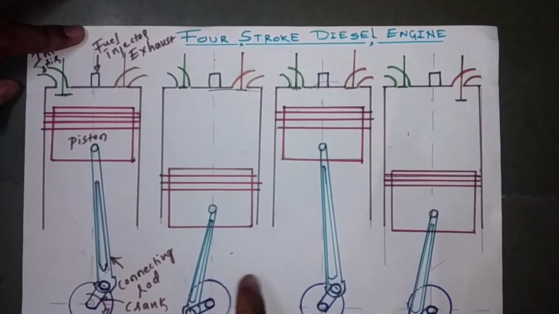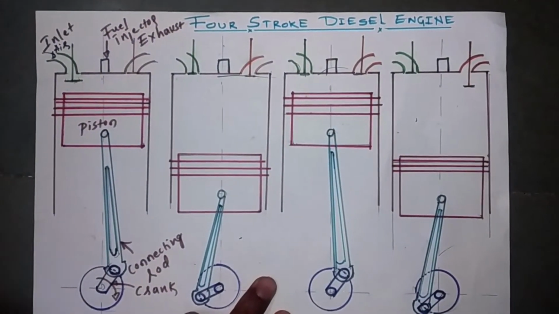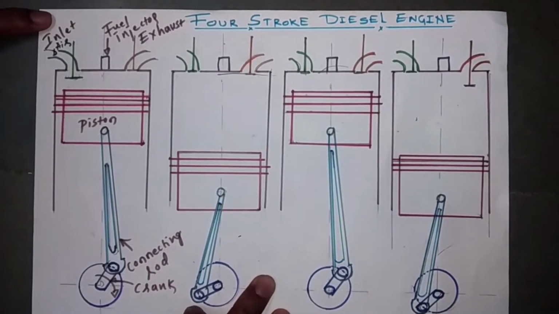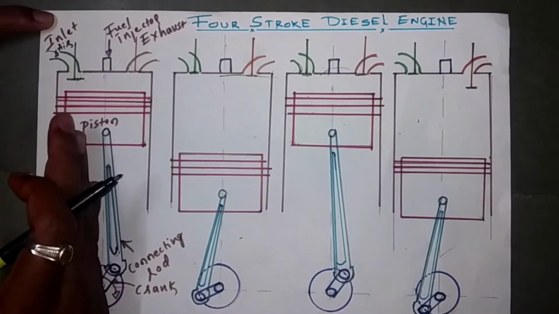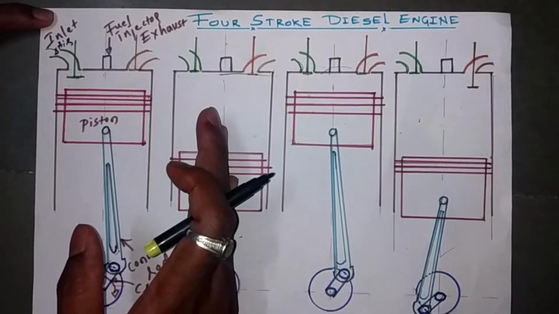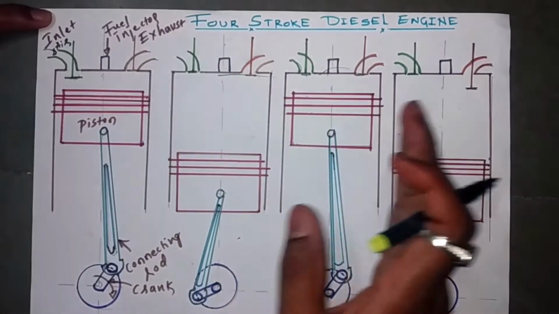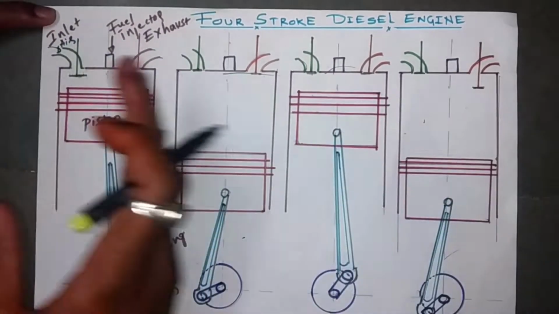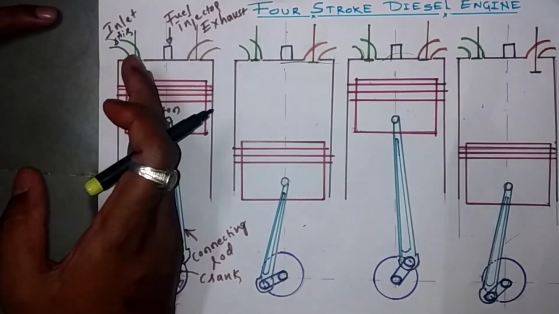So let us start with the first stroke in the 4-stroke diesel engine. Here also 4 strokes are going to happen. The first one is the suction stroke, the second one is the compression stroke, the third one is the power stroke, and the last one is the exhaust stroke. Let us begin with the first stroke, that is the suction stroke.